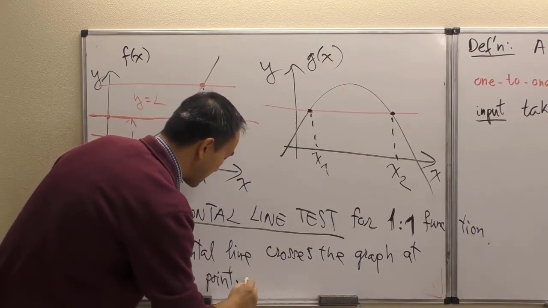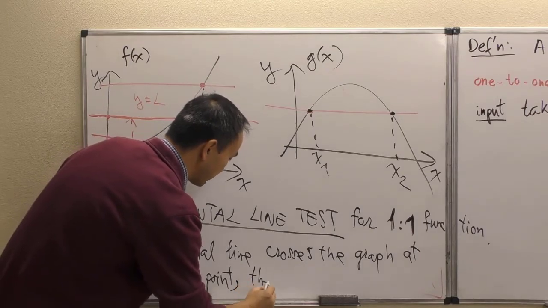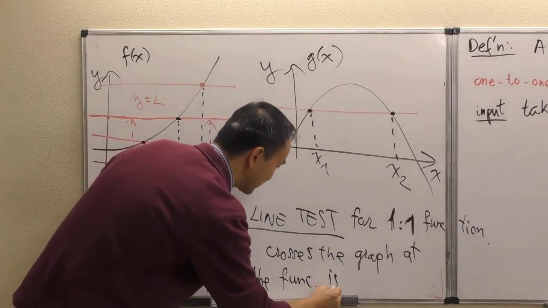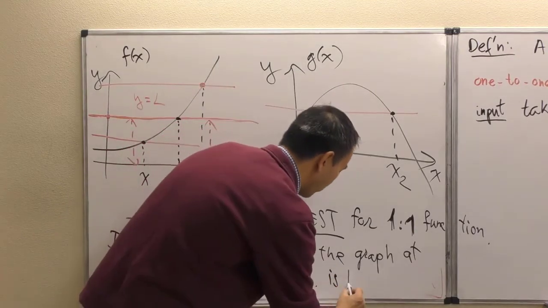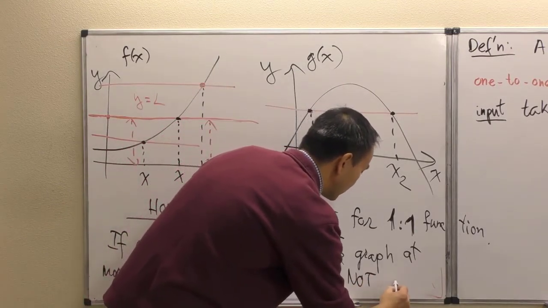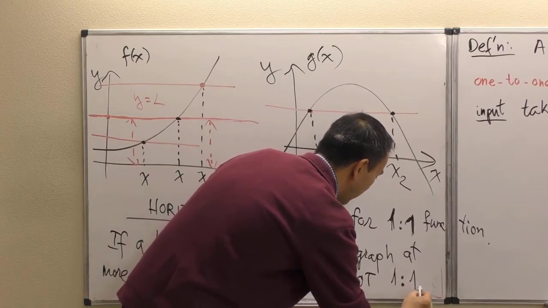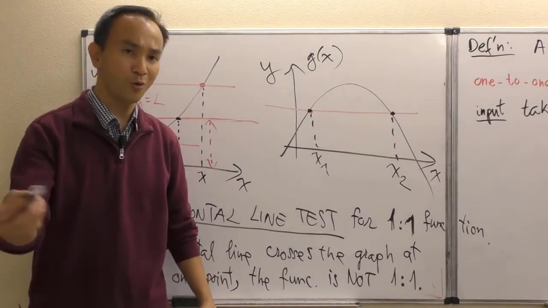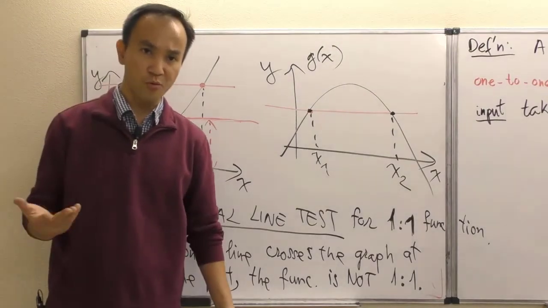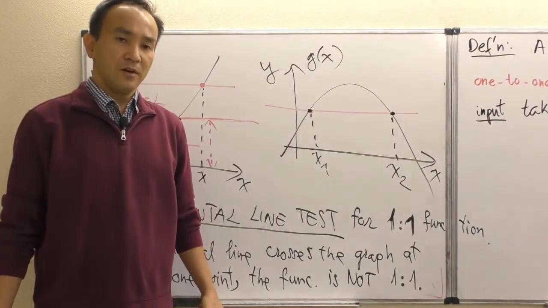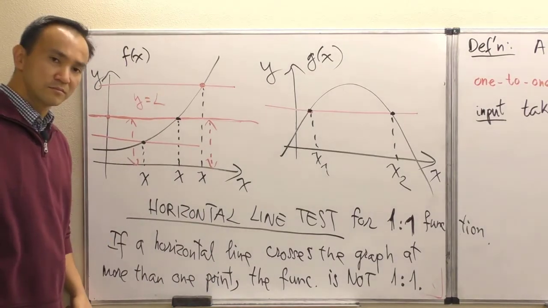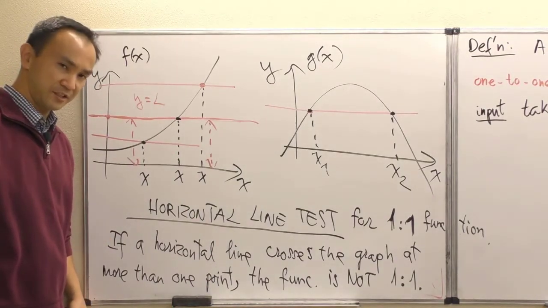then the function, now we can make our conclusion, the function is not 1-to-1, or fails to be 1-to-1. It's not 1-to-1. All right, allow me to use 1:1. It's another way of writing 1-to-1. All right, that's the whole idea of doing a horizontal line test.